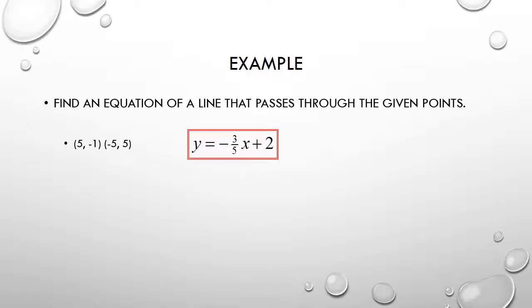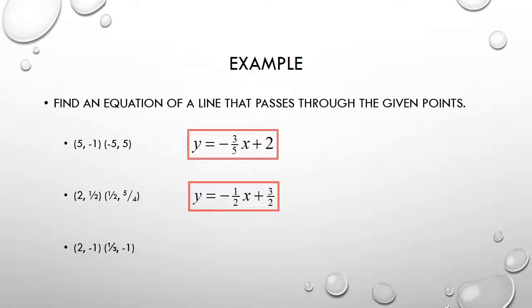For this problem, you should have gotten a slope of -3/5. And then finally, when you solve for y, you get y equals -3/5 x plus 2. Now try this one. And here's the answer for that set of points. y equals -1/2 x plus 3/2. And then finally, try this set of points. You'll notice when you do the slope on this, y2 minus y1 gives you 0, which means that we have a horizontal line here. And the equation of that line is just very simply y equals -1.